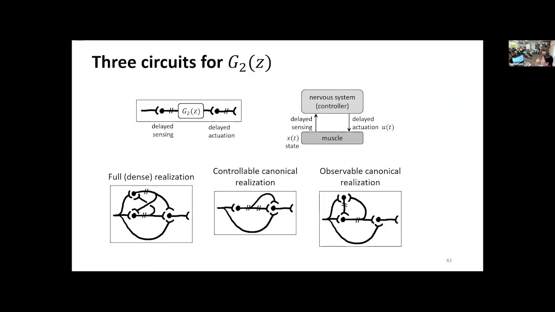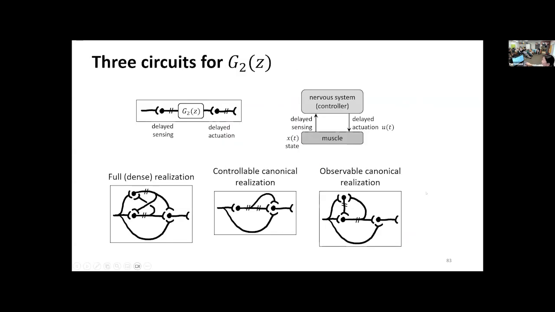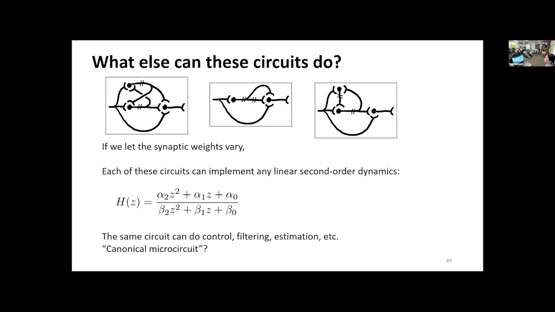What else did I want to say? So these are the 3 circuits, summary figure. The other thing I wanted to say about this is, if I have the one fixed behavior, I can take any of these, adjust the weights accordingly, and then use that to implement the behavior. If I just let the synaptic weights do whatever they want, each of these can just be generic second order dynamics. So if you change the weights, it can do a different control behavior. So any second order dynamics you can do with these circuits.